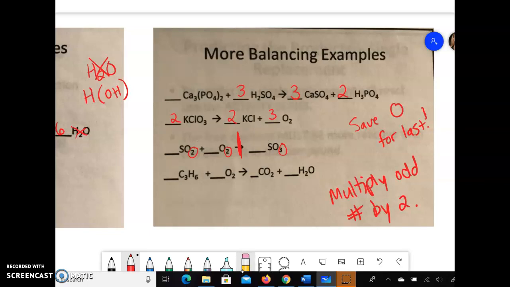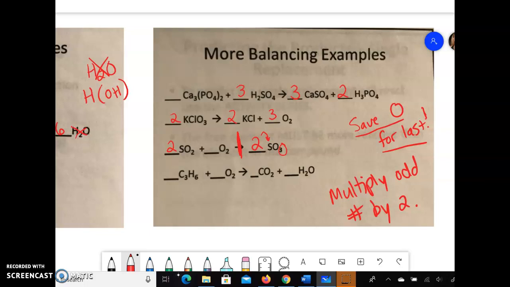So our odd number is that 3, so let's put a 2 here to make that an even number and see what happens. But our other rule is what I put up there, save oxygen for last. So before I try to fix oxygen now, notice that I just messed up sulfur. So always try to save oxygen for last. So we need to fix sulfur before we go back to oxygen. So if we put a 2 here, now sulfur is good. Now we're finally ready to reevaluate our oxygens.